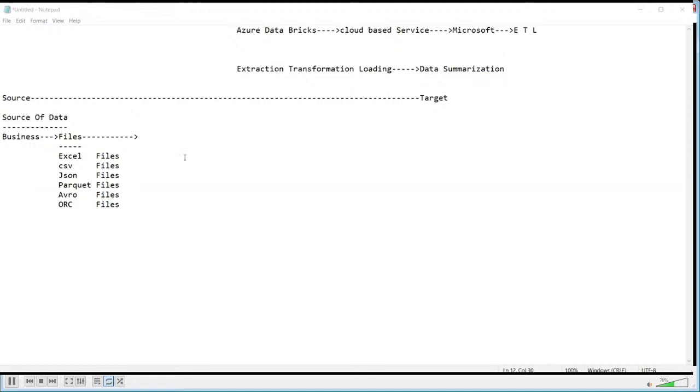So ultimately, what we do? We pull in the data using the process called extraction. So extraction is done. And this extraction is done by using ADB, that is Azure Databricks. By using Azure Databricks, we perform the process of extraction, that means extraction of data. Then extraction is done.